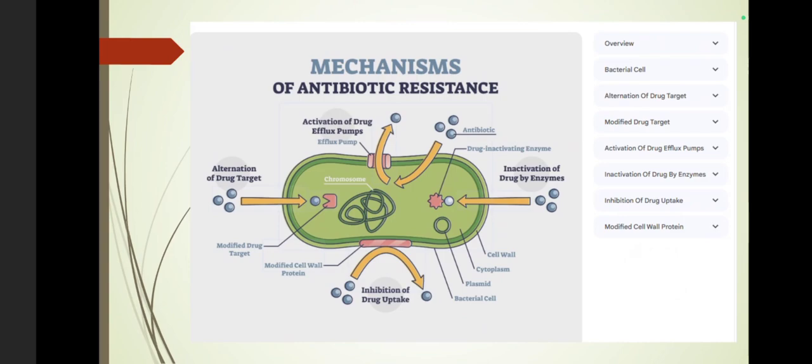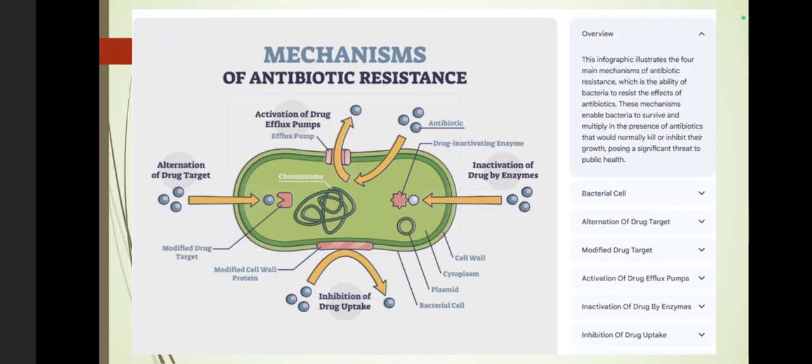What is a bacterial cell? This image illustrates the four main mechanisms of antibiotic resistance, which is the ability of bacteria to resist the effect of antibiotics. These mechanisms enable bacteria to survive and multiply in the presence of antibiotics that would normally kill or inhibit their growth, posing a significant threat to public health.